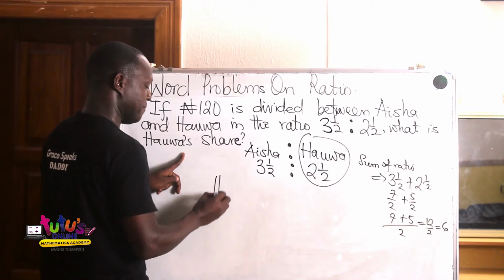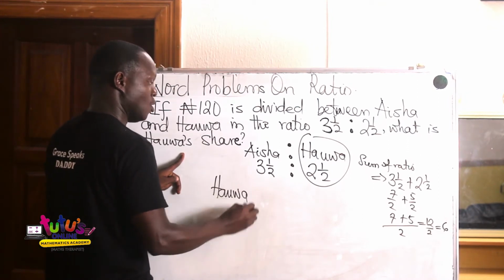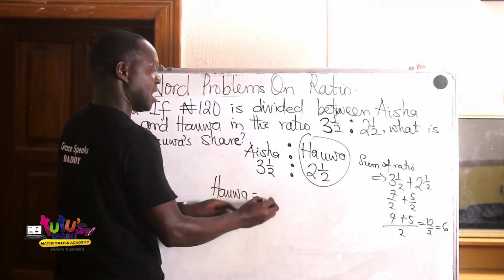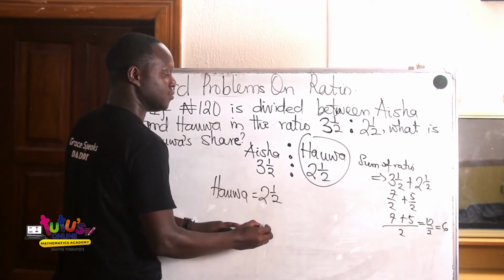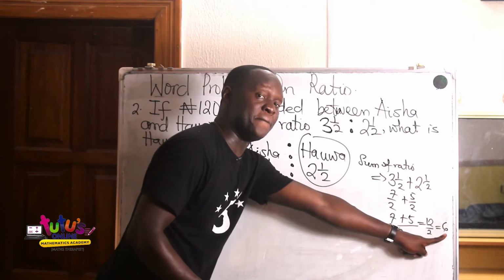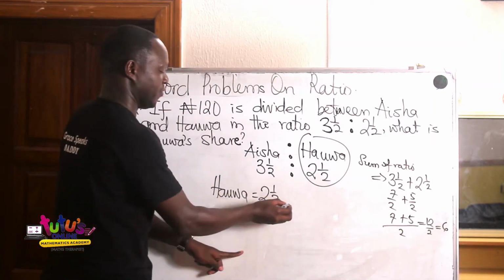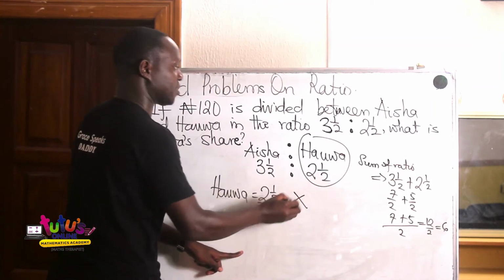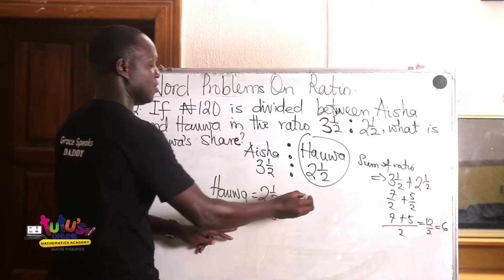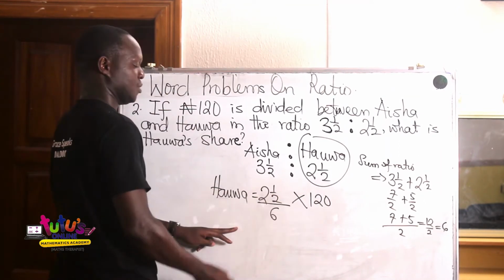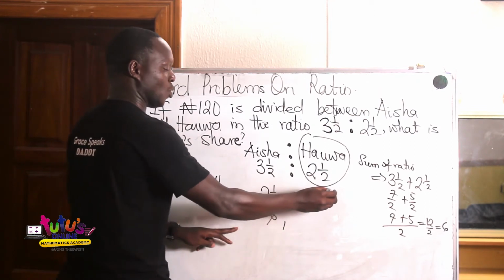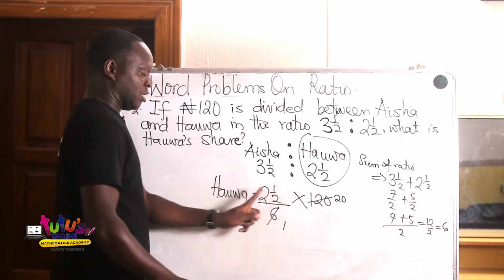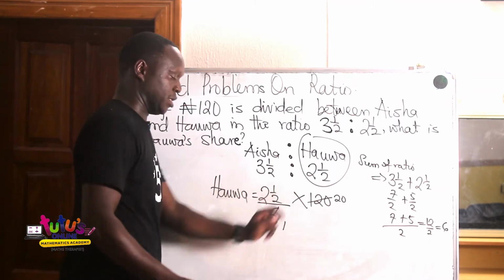So Hawa will be Hawa's part, 2 whole number 1 over 2, divided by your sum of ratio over 6, times, what are we sharing? 120 naira. So 6 here, 1. 6 here gives us what? 20. So we now treat 2 whole number 1 over 2 times 20.